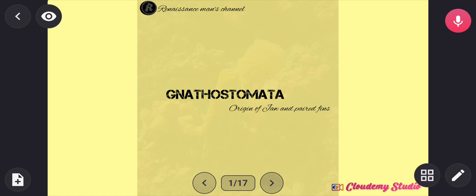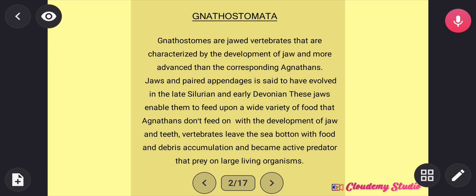What are gnathostomes? Gnathostomes are jawed vertebrates, and they are characterized by development of jaw. They are much more advanced than the agnathans due to the presence of jaw and paired appendages. And because of the presence of jaw, they are able to feed on wide varieties of food, and they are active predators. They leave the sea bottom to go and prey actively on other large animals or other large vertebrates as well as invertebrates. And the jaw is believed to evolve during the late Silurian and the early Devonian period.